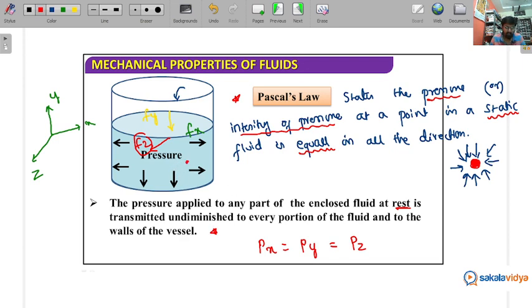If you consider a small fluid particle at a place A units from the top, then the intensity of pressure is the same in all the directions, but the condition is the fluid should be static. Fluid condition should be static. So what is the formula for intensity of pressure? Intensity of pressure is the ratio of force by area.